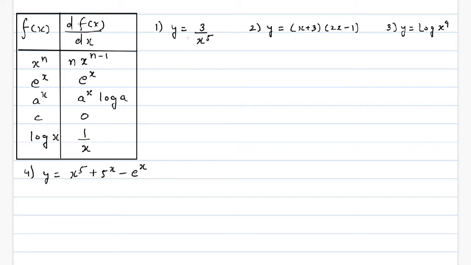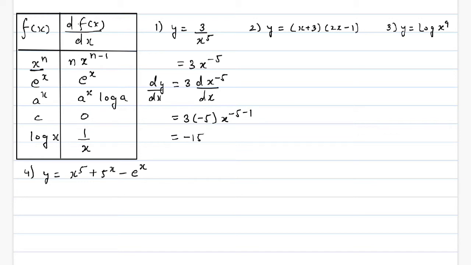Now for the first, we say y is equal to 3 by x raised to 5. I can write this as 3 times x raised to minus 5. When I differentiate, I'll get my dy by dx. 3 is constant, so I'll get differentiation of x raised to minus 5 with respect to x. And we can use our x raised to n formula to differentiate that. So we are going to get n, that is our minus 5, so minus 5 x raised to n minus 1, that becomes minus 5 minus 1, that will be minus 15 x raised to minus 6, or you can write it as 15 by x raised to 6.